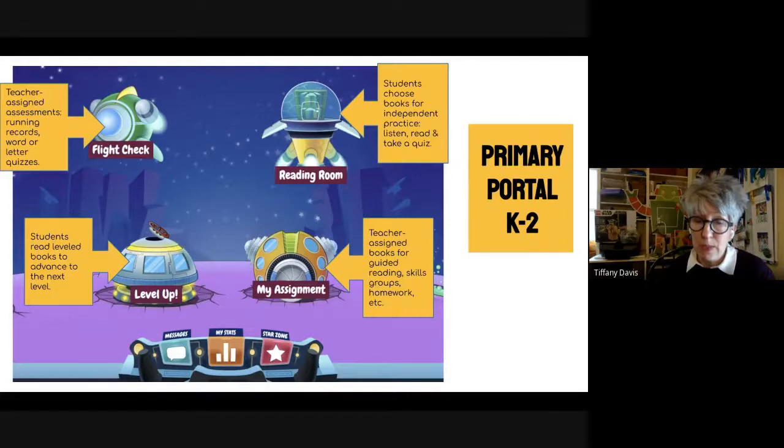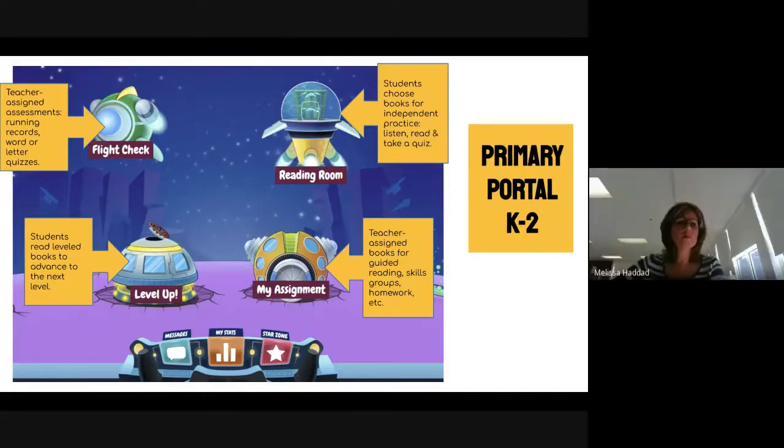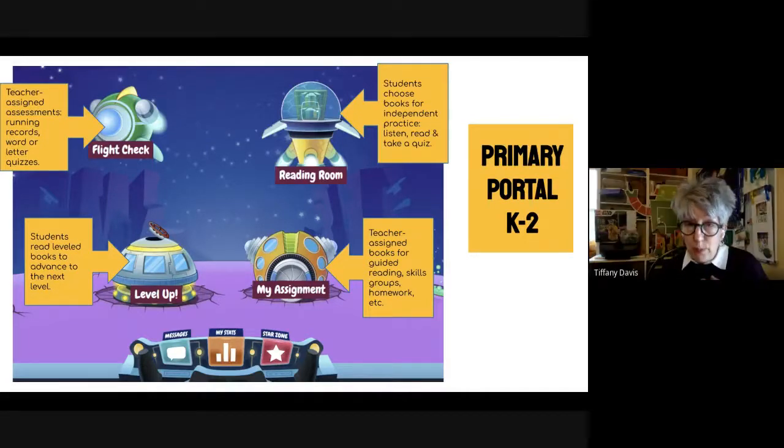So My Assignments is where teacher-assigned books are stored and kids access them. Reading Room is like your free choice reading. And again, for most of those books, and the teacher can control this, the kid can listen to the book, read it independently, and then take a quiz. And the teacher can check and uncheck which of those they want the child to do.